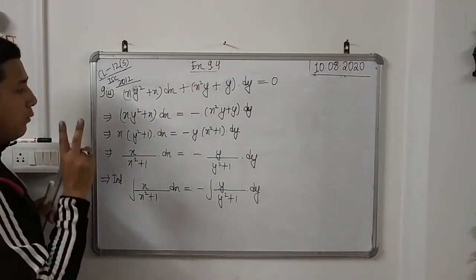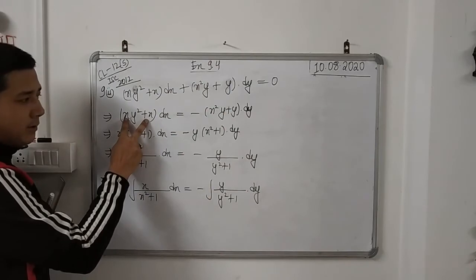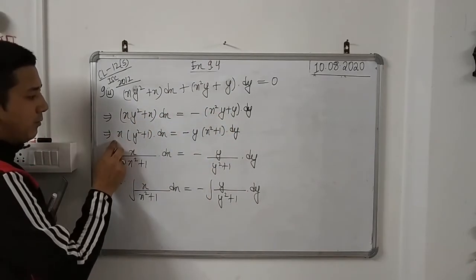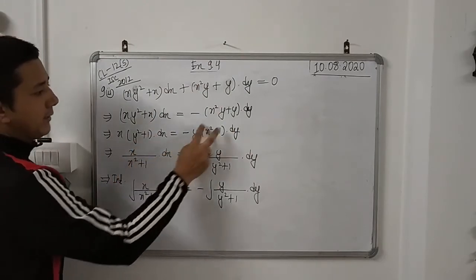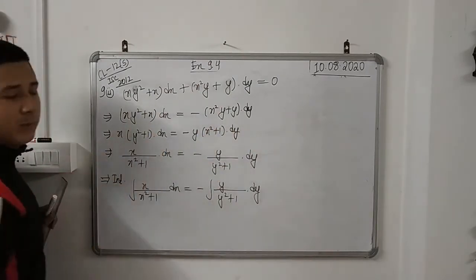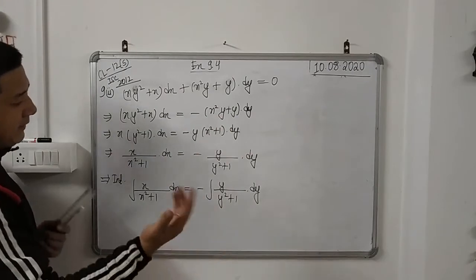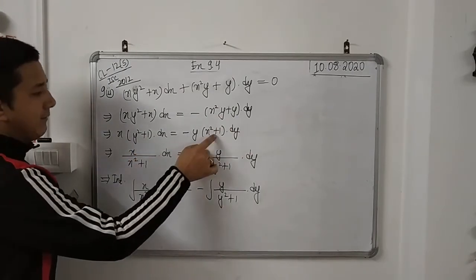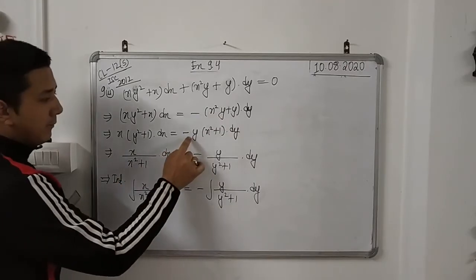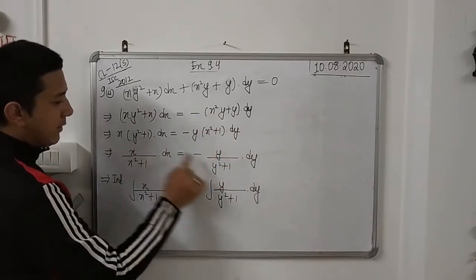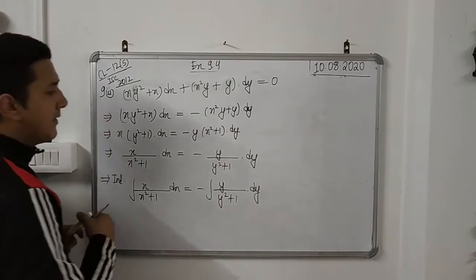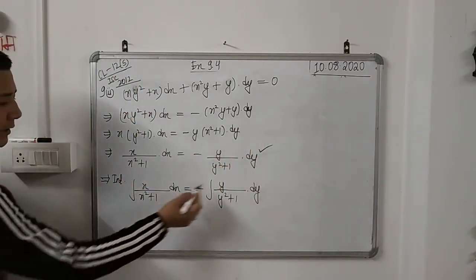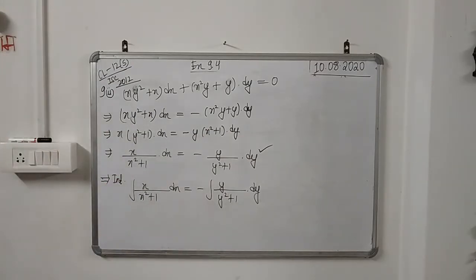Okay, so now what I can do is I can see x is common, I can see y is common, so take the common. Okay, x is common, (y square plus 1) dx, y is common, (x square plus 1) dy. Alright, so now the same thing again, separation of variable. So keep x dx divided by x square plus 1 minus y dy divided by y square plus 1. As the variables have been separated now, you can do integration on both the sides.